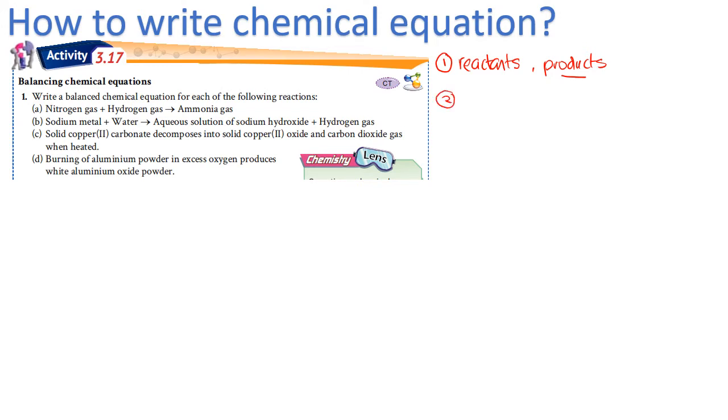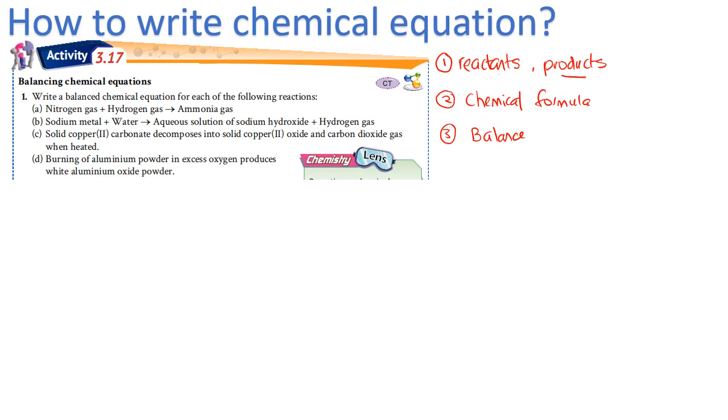Secondly, you must be able to write the chemical formula for the reactants and the products. Third, you must be able to balance the chemical equation. So there are 3 steps to write chemical equations. Now we look at the first example, 1a.